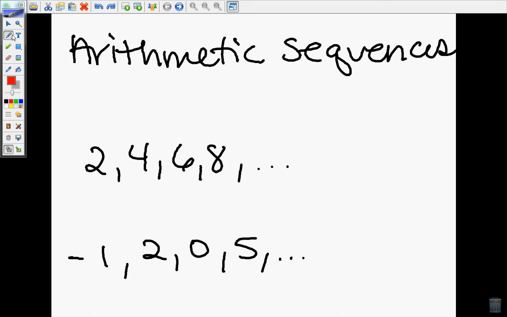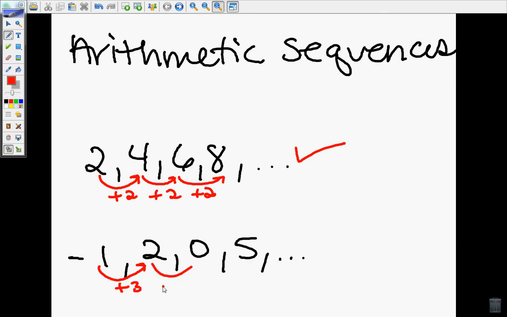So in this first example, if you look, you see that we are adding 2 here, adding 2 here, and adding 2 here. Because the common difference is 2, this is an example of an arithmetic sequence. With this next example, you see that we are adding 3, but then we are subtracting 2, and then we're adding 5. Because there is not a common difference here, this is not an example of an arithmetic sequence.